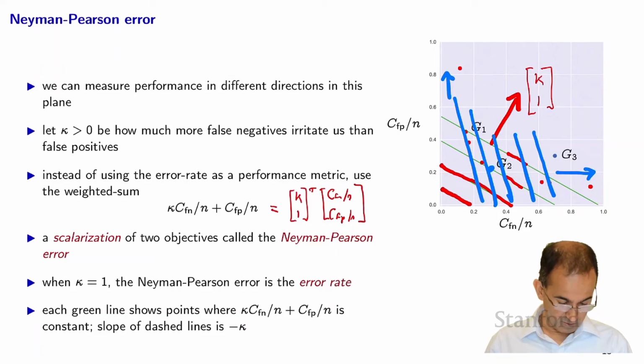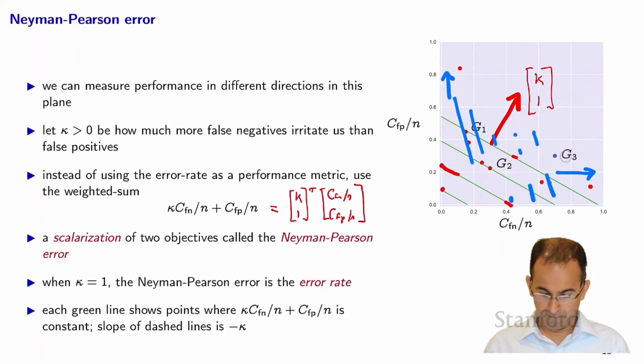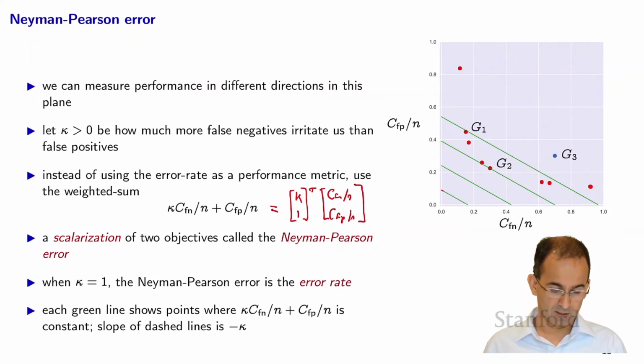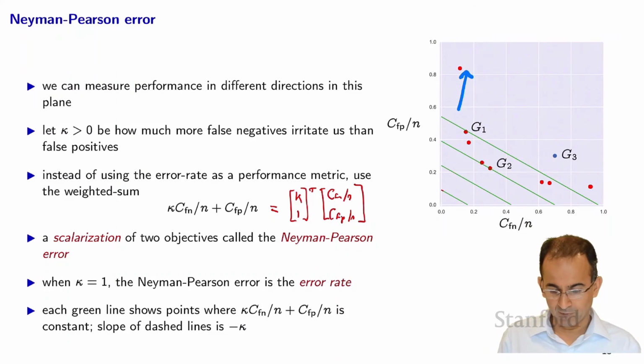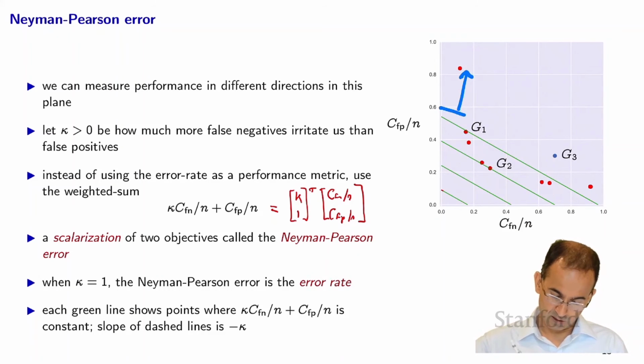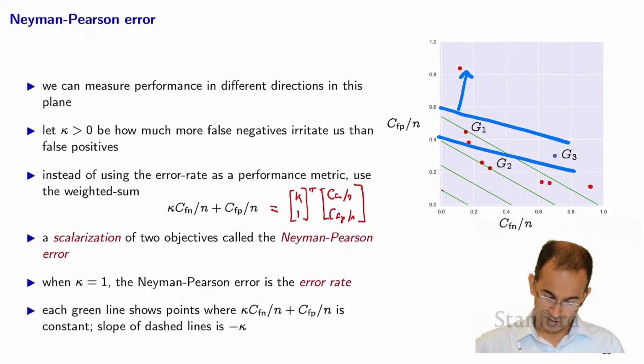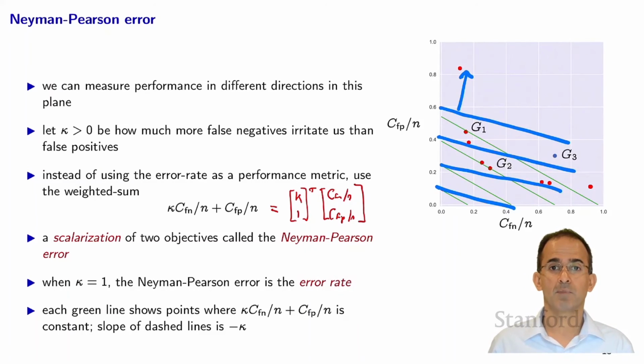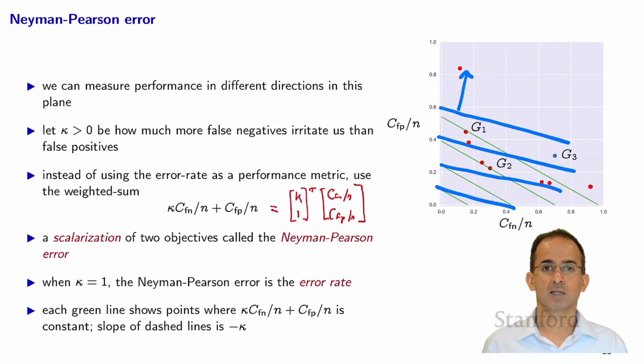If instead we use a kappa which is very small, well then kappa, 1 looks like a vector like this, and we're going to have corresponding lines in this direction. And the best thing we can do to make that performance metric small is to pick a predictor for which the false positive rate is small.